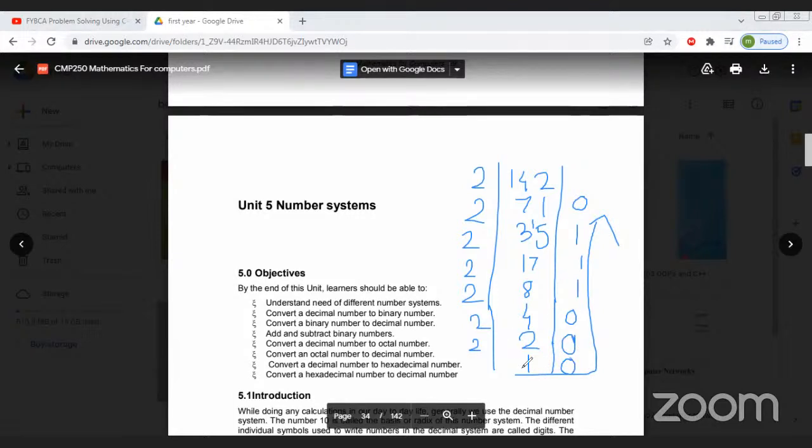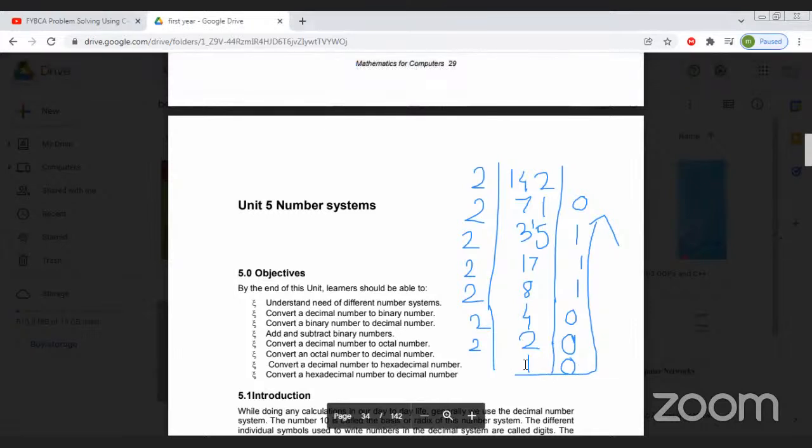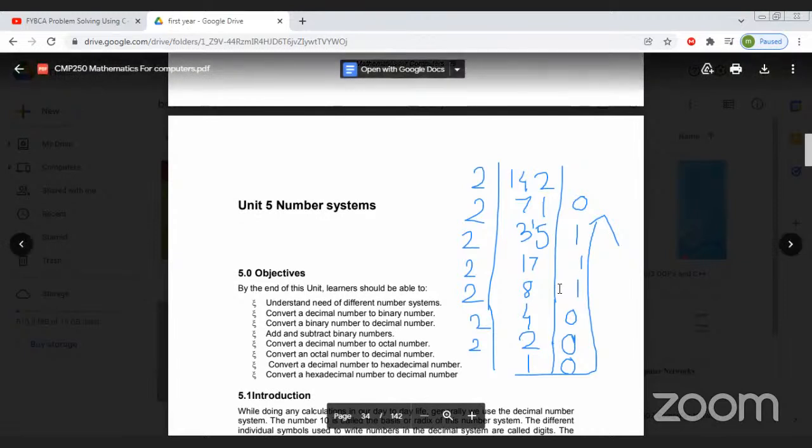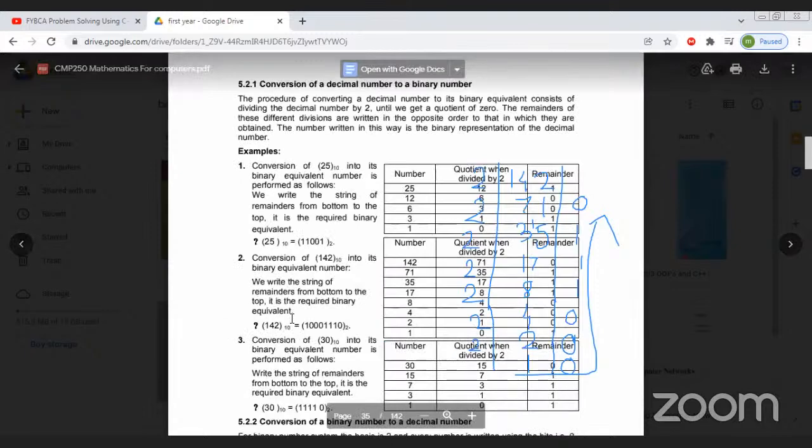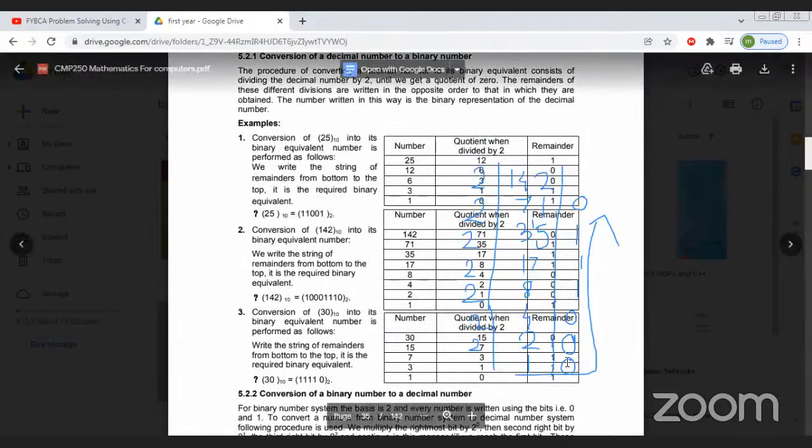Understood? In the earlier example also we did the same. That's why I have used this method. Whenever you're going to start, it should start from here. That is 1 triple 0. Now you can check it. Where is the sum? 1 triple 0. This is how you have to convert decimal to binary.